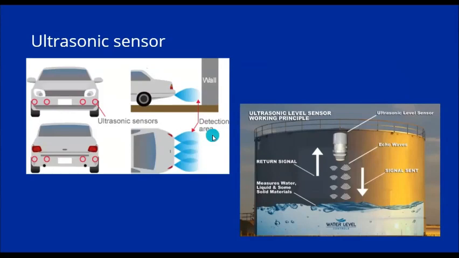Some common applications of the ultrasonic sensors are proximity detection and range measurement. This sensor can be used to control liquid levels in containers. Also, anti-collision detection can be another application used in cars.